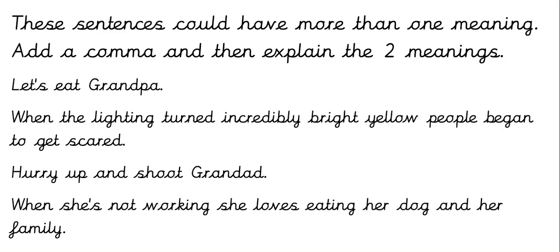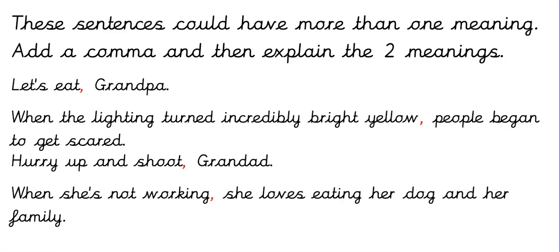Let's see how we can change the meanings with commas. So we've got: let's eat, Grandpa. So that sounds like a grandson or granddaughter talking to their grandpa, saying, let's eat. The next one, when the lightning turned incredibly bright yellow, people began to get scared. So this one now sounds like the lightning is a bright yellow colour, and then just people began to get scared. They're not yellow this time, these people. The next one, hurry up and shoot, Grandad. This one sounds like a granddaughter or grandson again talking to their granddad, telling them to hurry up and shoot.